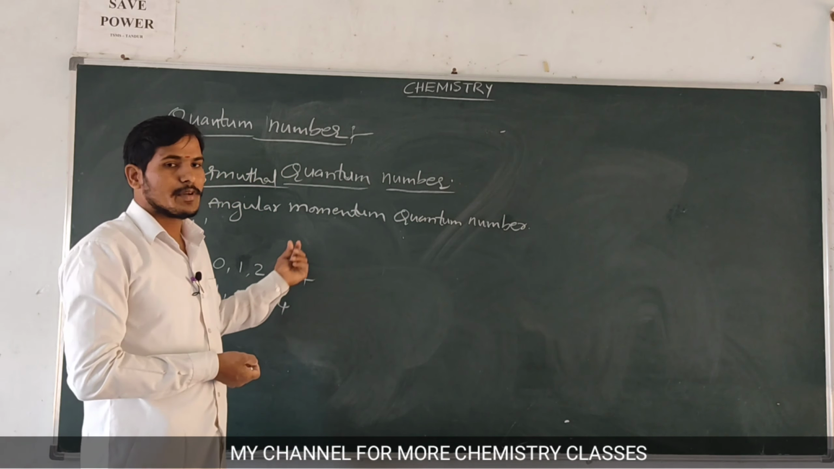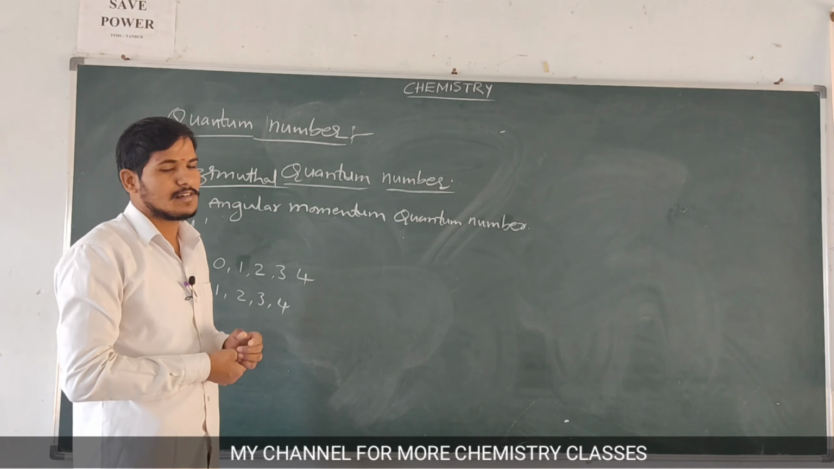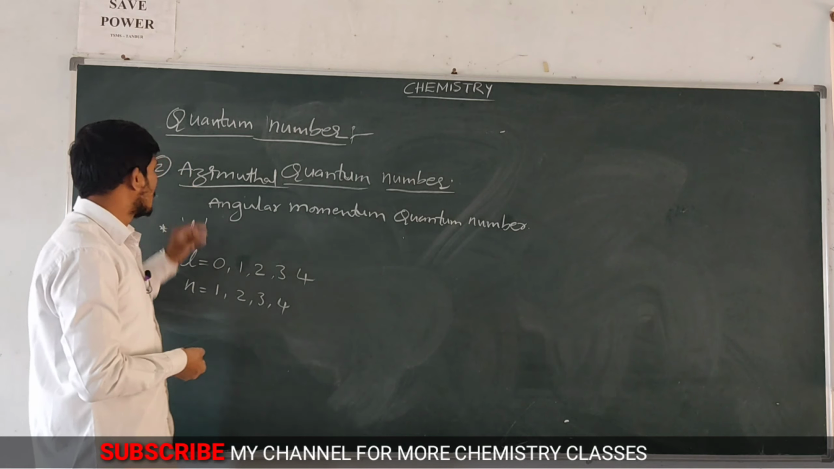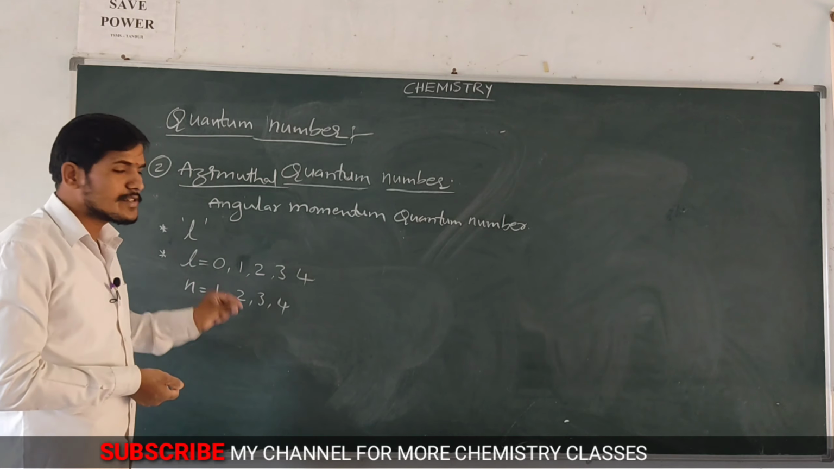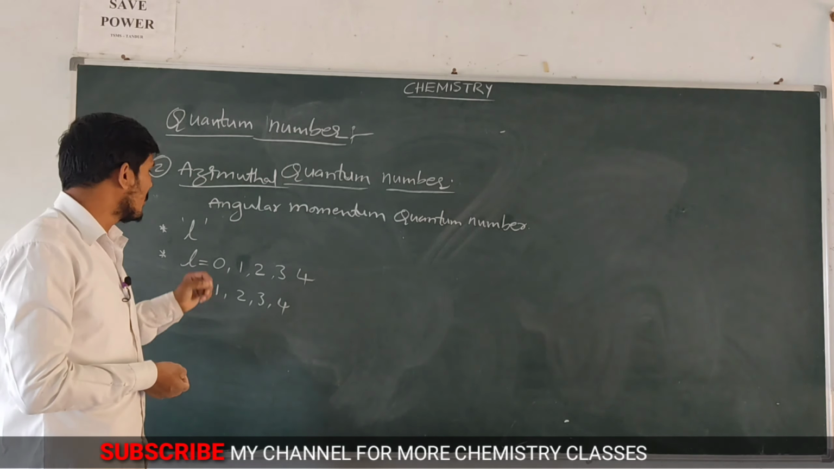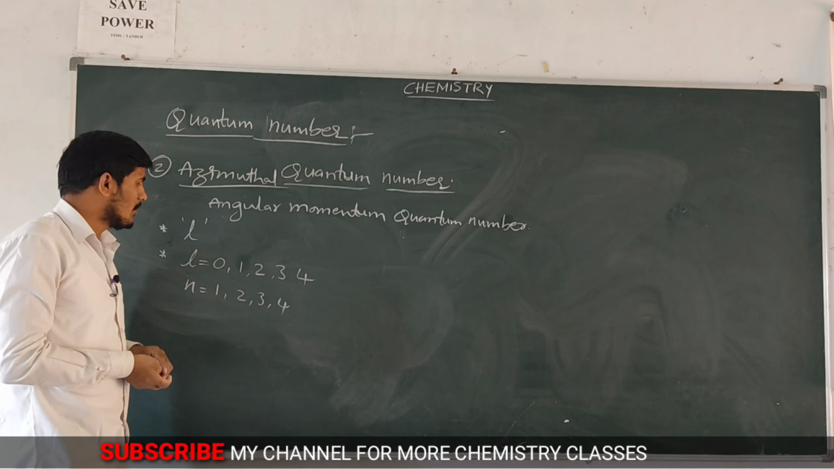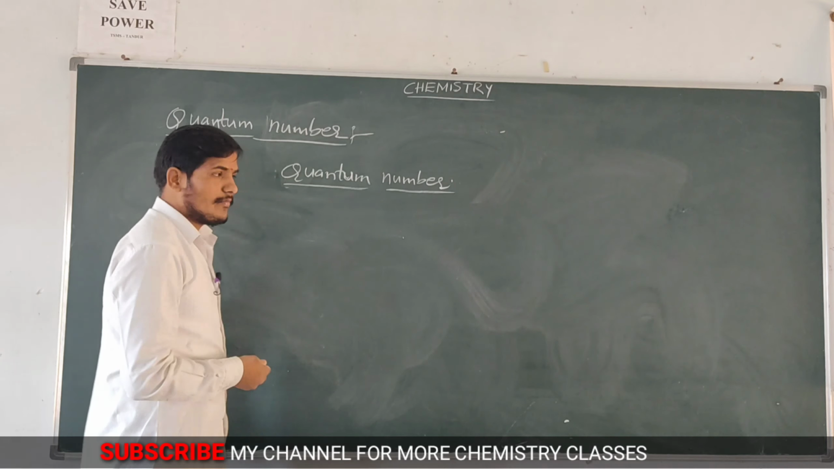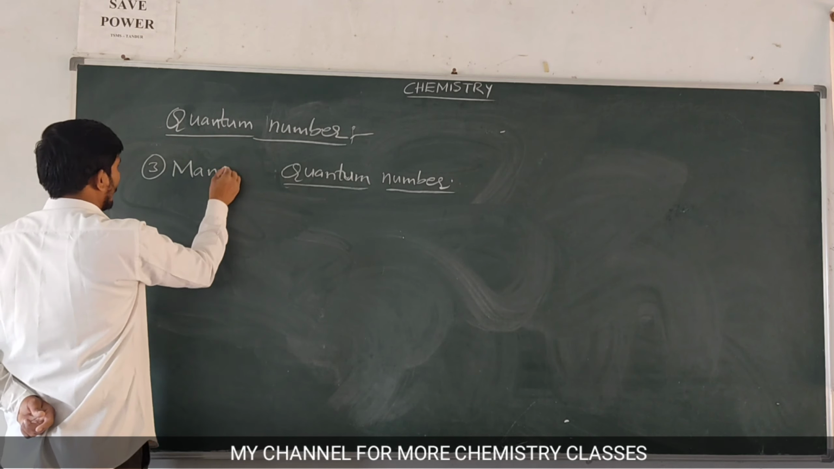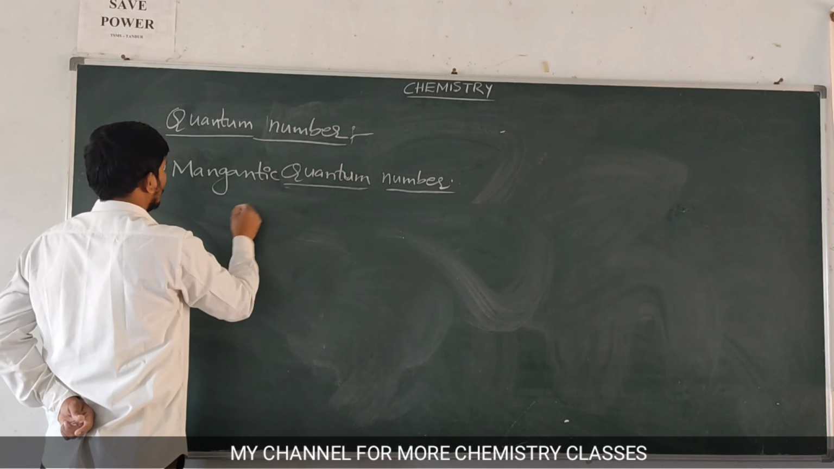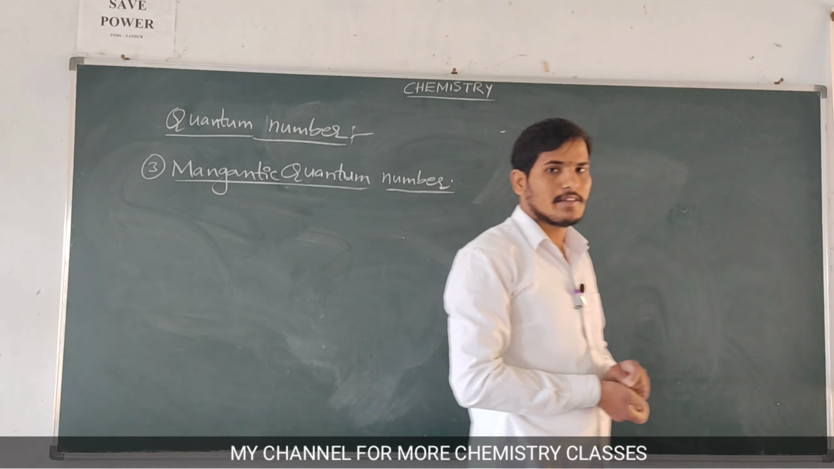The principal quantum number gives the information about the main shell in which the electron is present. But the azimuthal quantum number or angular momentum quantum number gives the information about in which subshell the electron is present in an atom. The L values will be taken as 0, 1, 2, 3, 4. Next, the third quantum number is the magnetic quantum number.